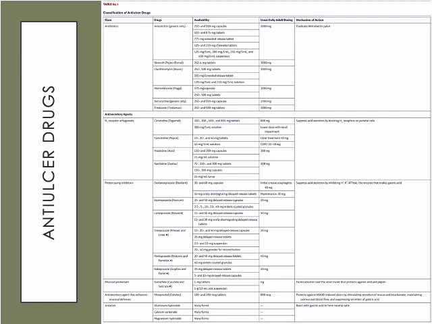I do want you to take some time and learn the drugs within each drug class, and pay attention to the mechanism of action specifically.